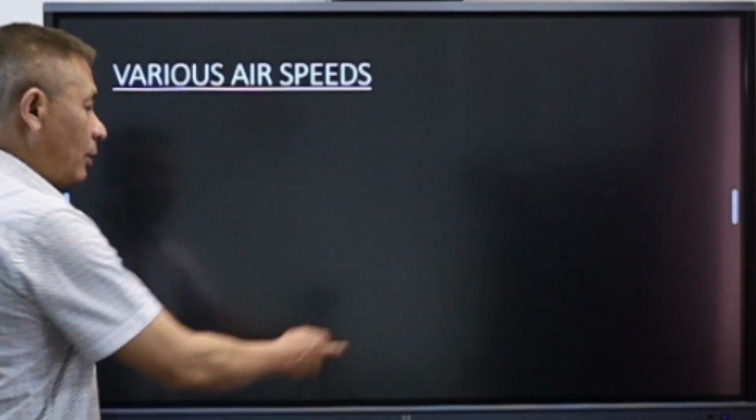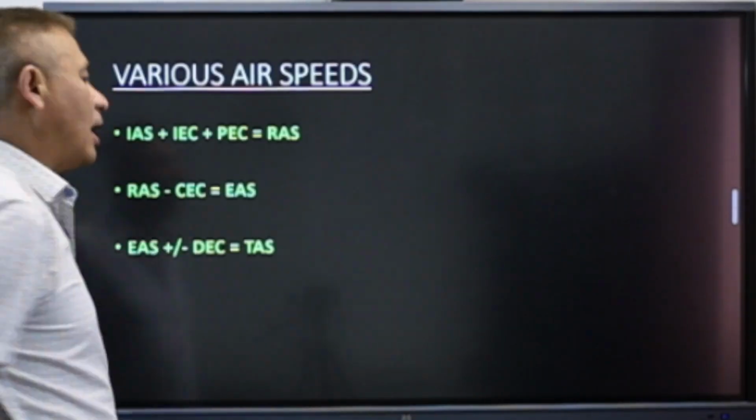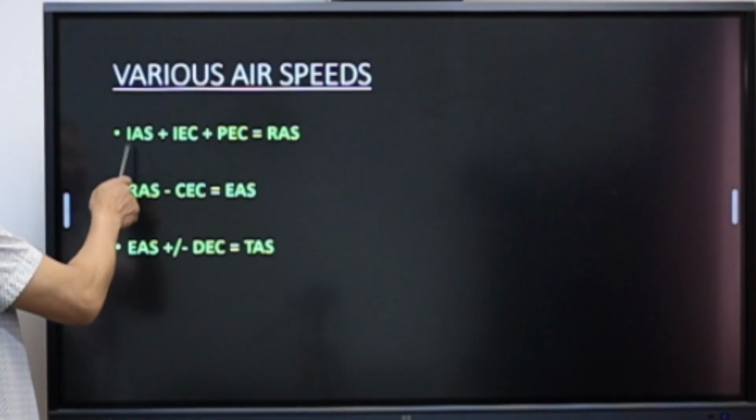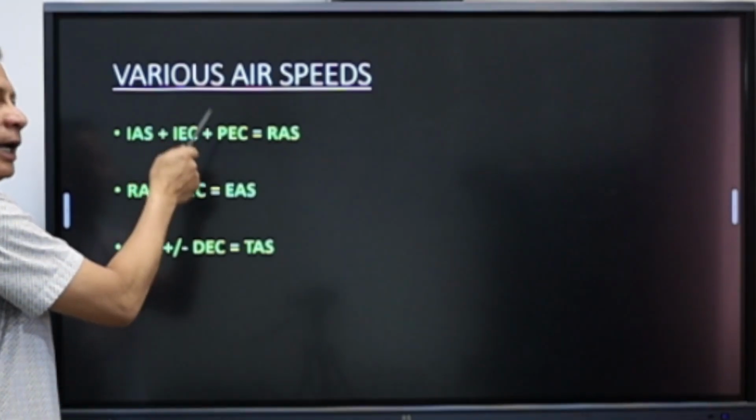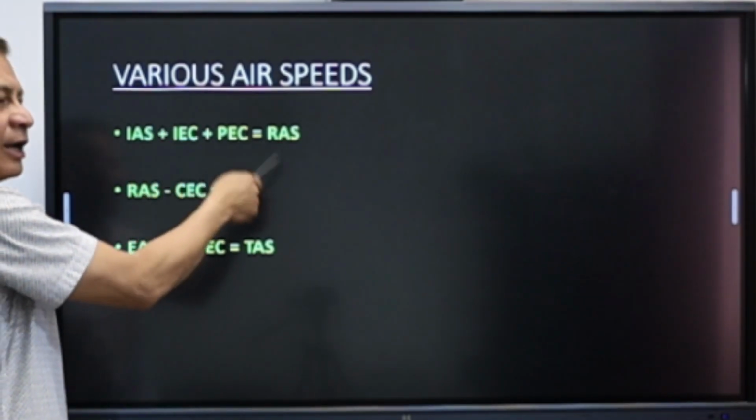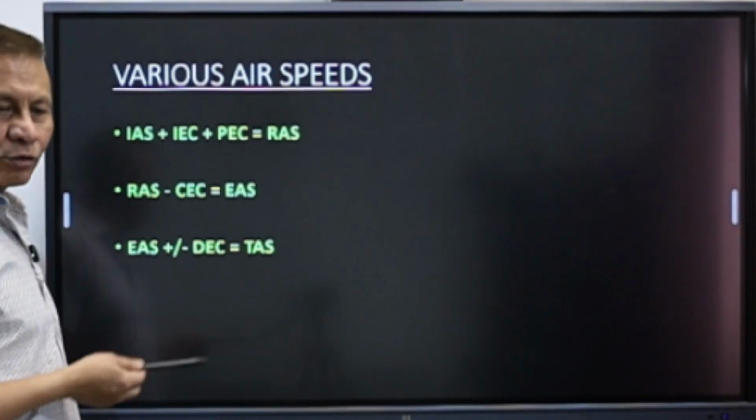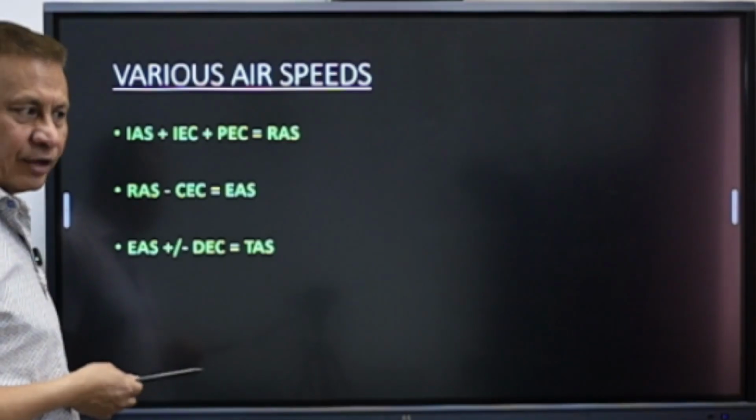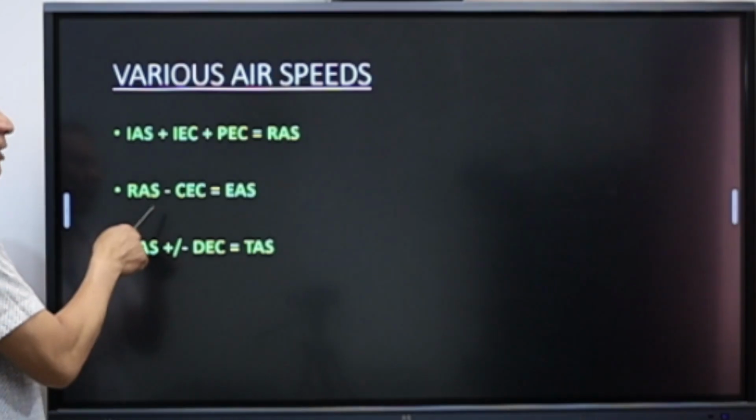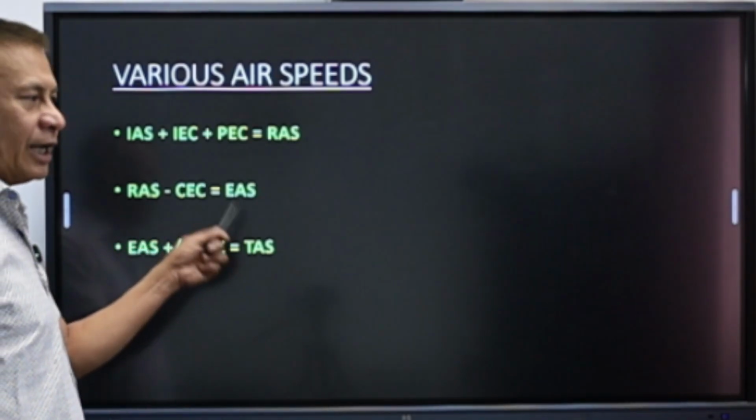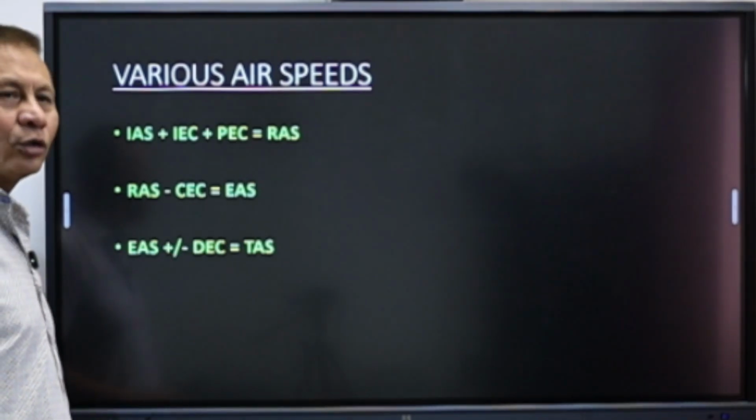So we'll have a look at the different types of speed we have learned so far. IAS, indicated airspeed, when corrected with the instrument error correction and the pressure error correction, gives you the RAS, rectified airspeed, or in other words the calibrated airspeed, CAS. The CAS or the RAS plus or minus the compressibility error gives the equivalent airspeed, and the equivalent airspeed plus or minus the density error correction gives you the true airspeed.